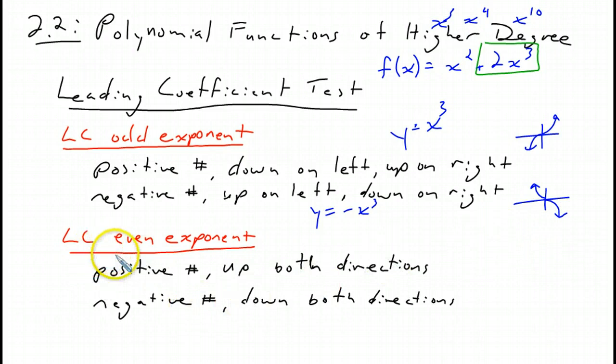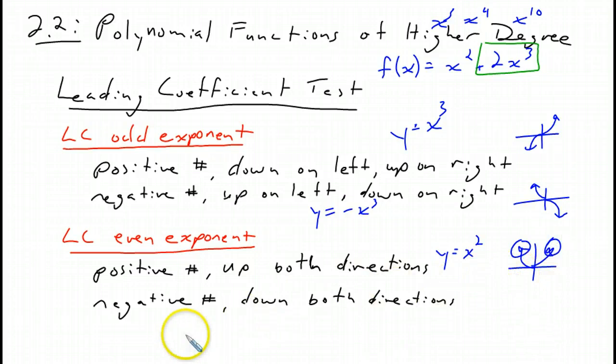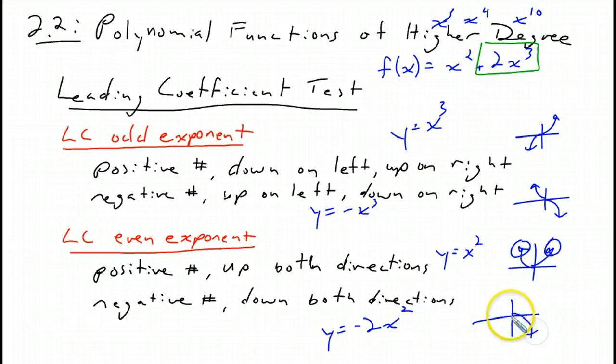Okay, if we have a leading coefficient with an even exponent, say y equals x squared, then it's going to go up in both directions. So really this is just like your parabola. A negative, so something like y equals negative 2x squared, is going to have our graph going down in both directions. These are called your end behaviors. We're only looking at what the graph does at the ends. For this one, we went up on the left, down on the right, down on the left, up on the right. These are your end behaviors.